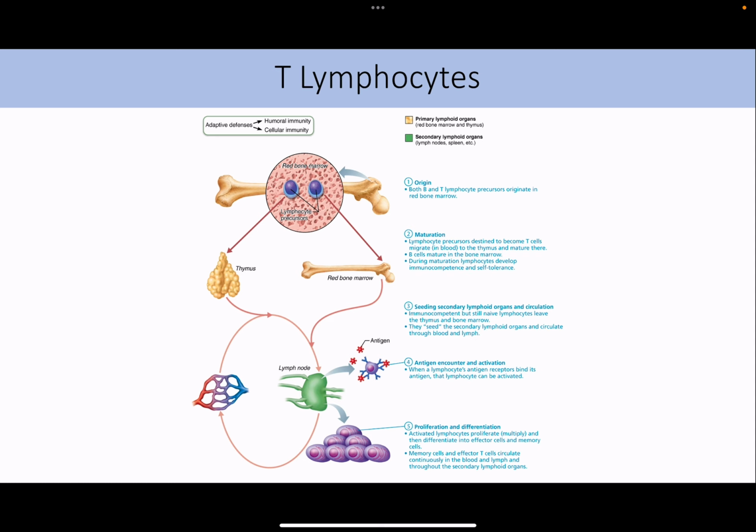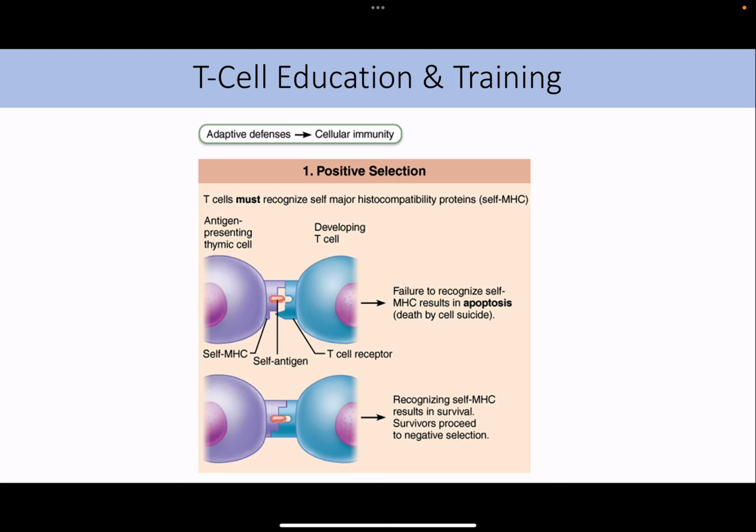All right, T lymphocytes we're going to talk about next. Again, they develop in the bone marrow, but then they mature in the thymus, and then they get released into circulation, and they encounter their antigens at secondary lymphoid organs. So we're going to talk about what happens in the thymus. That's part of their maturation, that T cells have to undergo training. They have to develop immunocompetence where they can tell the difference between a self cell and a non-self cell. They do that through two different tests.